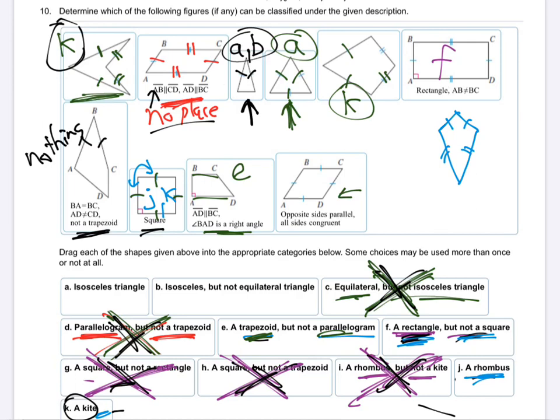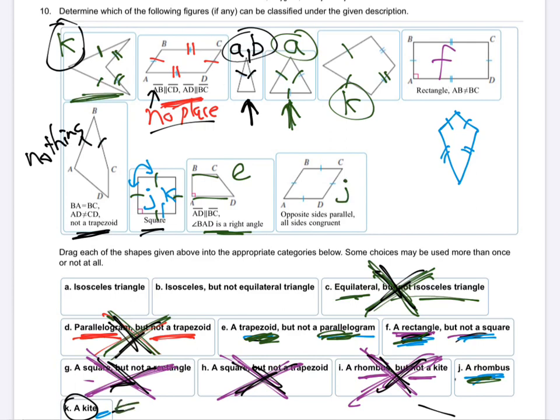All 4 sides are congruent. So what does that mean? Let's go through the list. Is it a trapezoid but not a parallelogram? No, it's clearly a parallelogram. Is it a rectangle? It's not a rectangle. Is it a rhombus? Yeah, all 4 sides are equal, so it's a rhombus.